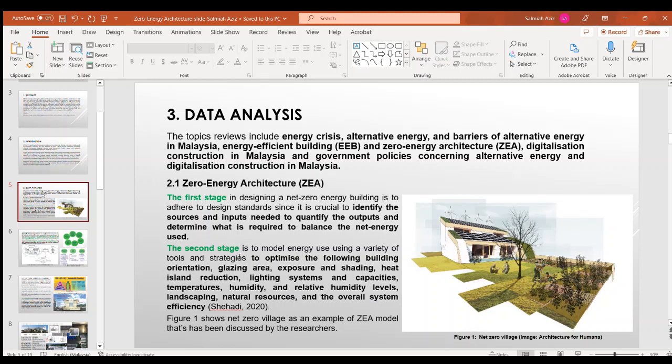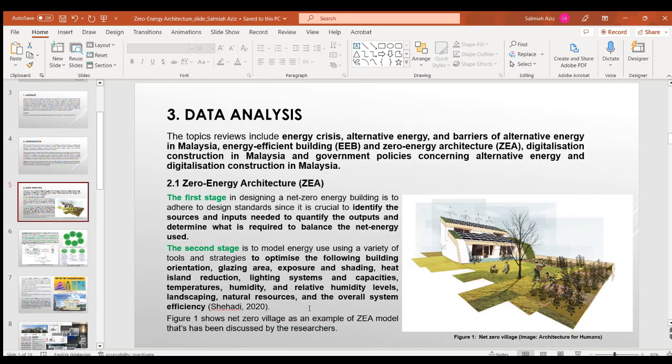The second stage is to model energy using a variety of tools and strategies to optimize the following: building orientation, glazing area, exposure and shading, heat island reduction, lighting systems and capacities, temperatures, humidity and relative humidity levels, landscaping, natural resources, and the overall system efficiency. So this is quoted by Shahadi, 2020.